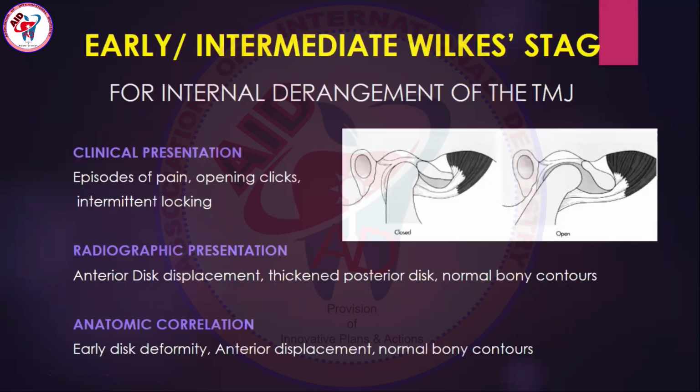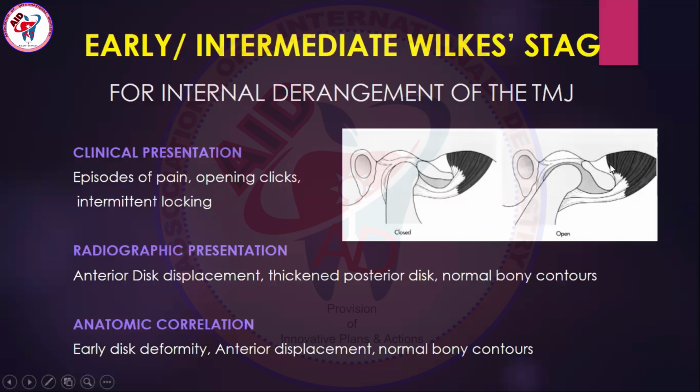Now, what is the early intermediate stage? Here, clinical presentation: the patient gives an episode of pain, opening click, and intermittent locking. Here the disc is slightly more drifted forward, and the patient feels the clicking sound on opening, and there is slight restriction of the opening of the joint.